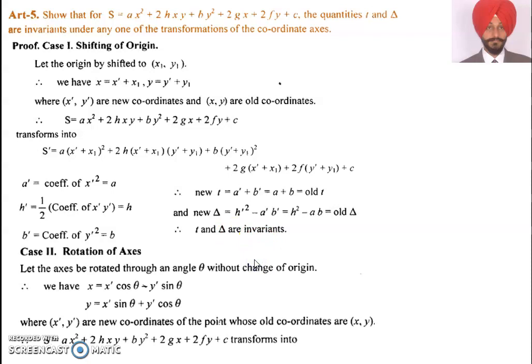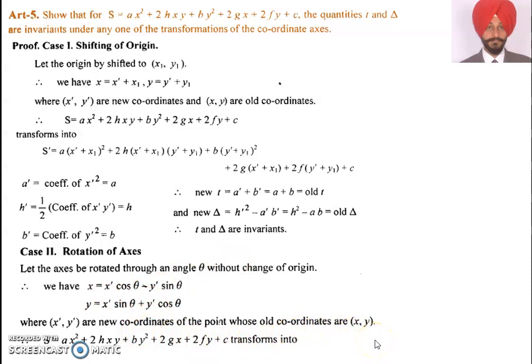Now rotation of axes, case 2. Let the axes be rotated through an angle theta without changing the origin. We have x is equal to x dash cos theta minus y dash sin theta, and y is equal to x dash sin theta plus y dash cos theta, where x dash, y dash are the new coordinates of the point whose old coordinates are x, y.